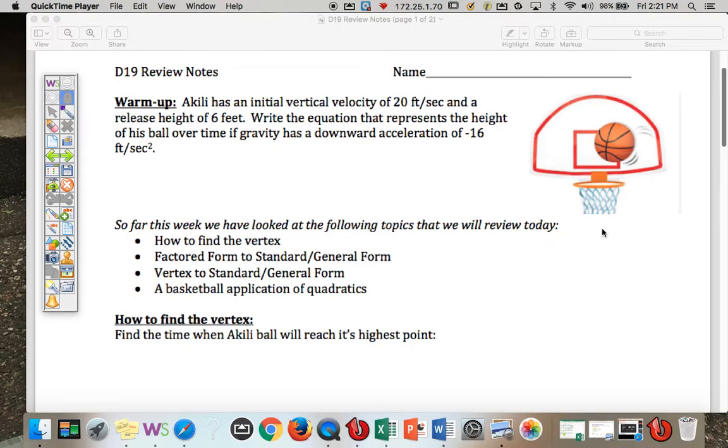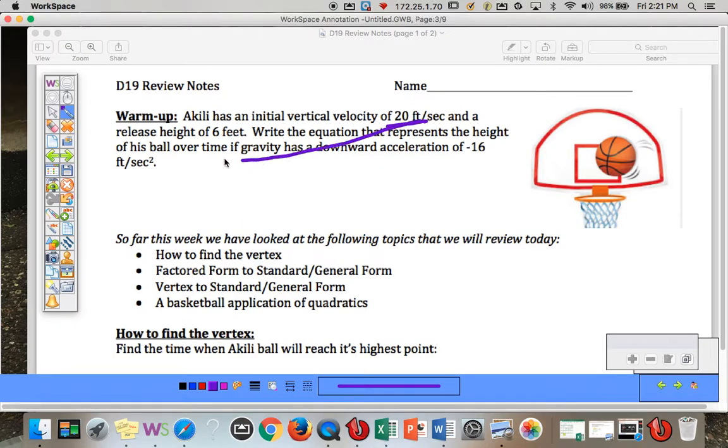We're going to review the quadratics chapter in this section. Let's start with the warm-up. Achilles has an initial vertical velocity of 20 feet per second and a release height of 6 feet. So I'm going to underline that.